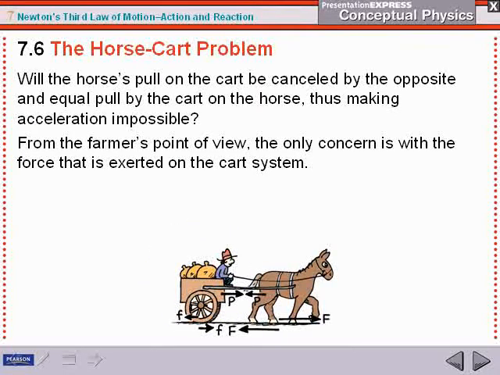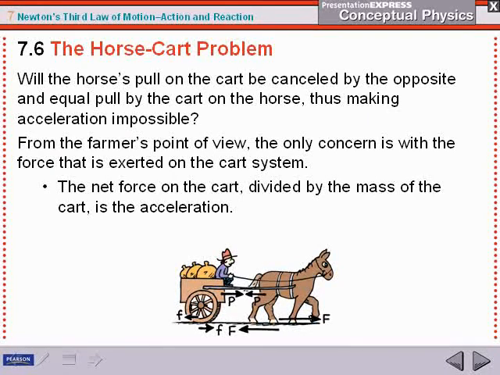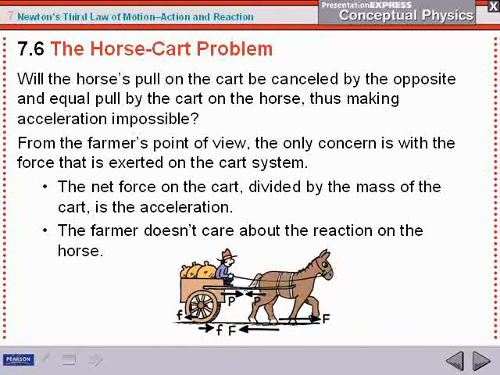So if we take the force on the cart and the mass of the cart, we end up finding the acceleration of the cart. And you've got to remember that the farmer just doesn't care about the horse. He's really concerned about what's going on with the cart. So he's looking once again at the pull of the horse on the cart and the friction on the wheel.